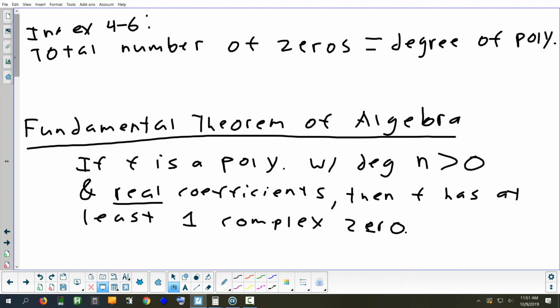I'm not saying that these 3 are unique. I'm just saying maybe it's a repeated root. We've seen that kind of thing happen. That still counts as a second answer. It's just a repeat. But for a cubic, that's all that could ever happen. Right? And we could look at a quartic.